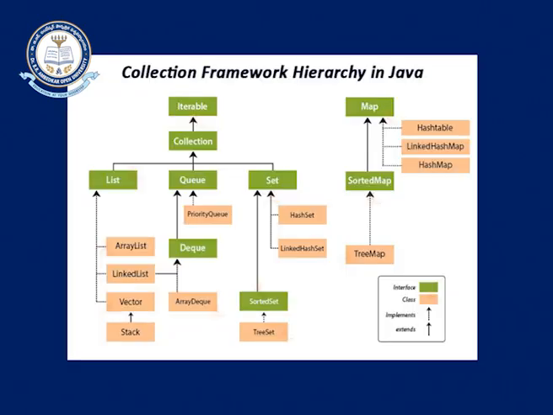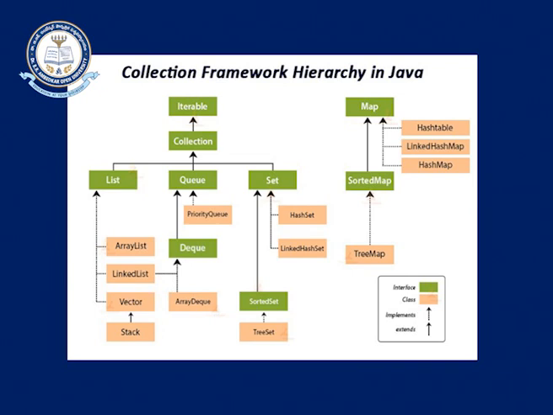So this is the hierarchy of the collections in Java. See, Iterable, Queue, List, Set, Deque, SortedSet, Map, SortedMap are highlighted in green color, and some are highlighted in orange color. Here we are using color coding: those highlighted in green are interfaces, and those in orange are classes.